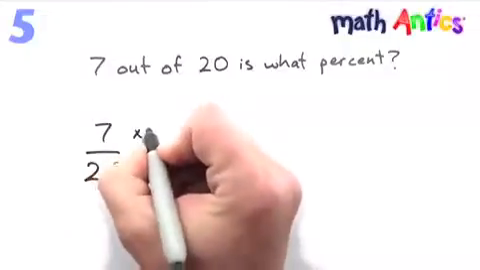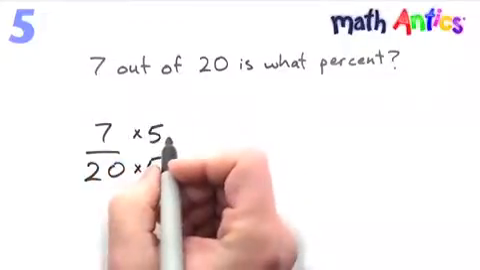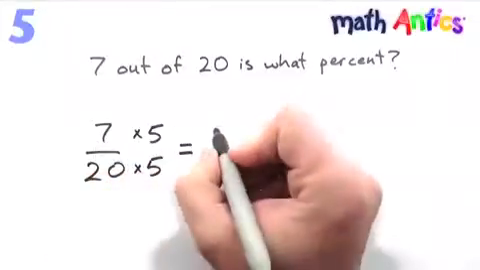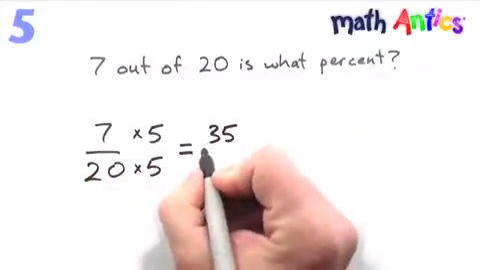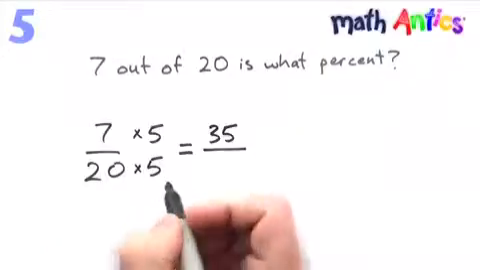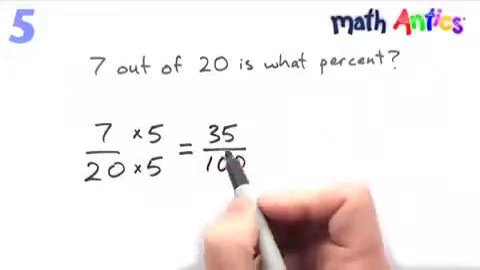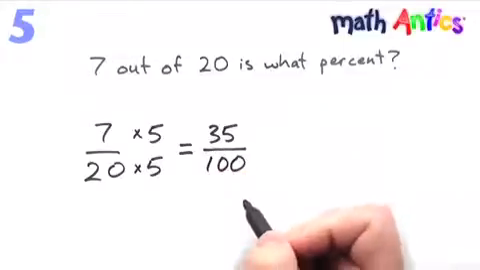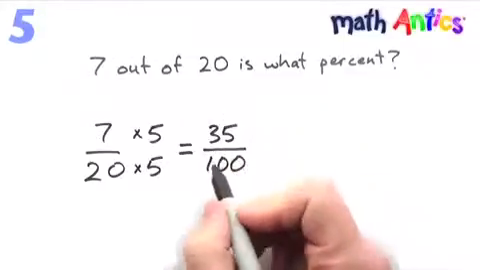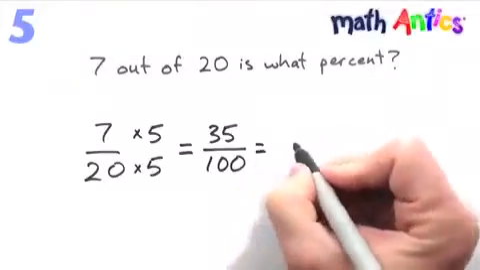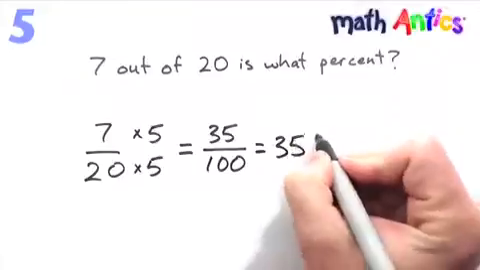And we need to do the exact same thing to the top number. All right, so now we have 7 times 5 equals 35 over 20 times 5 equals 100. So now we have the equivalent fraction, 35 over 100, and a fraction with 100 as the bottom number is a percent, so we can rewrite that as 35%.